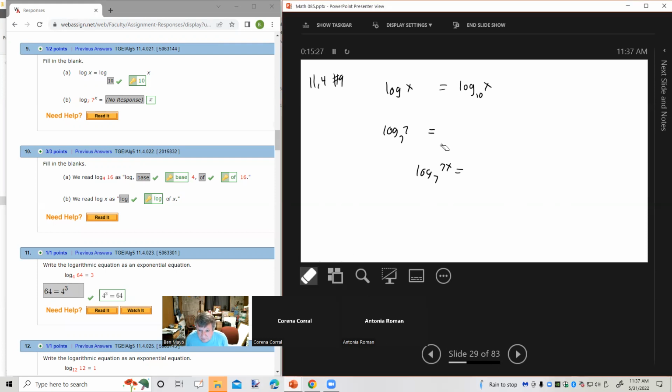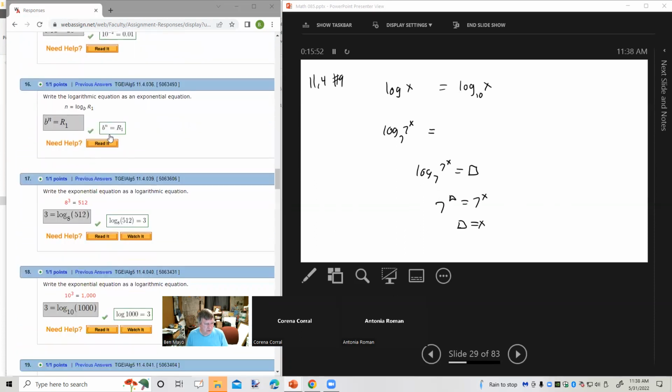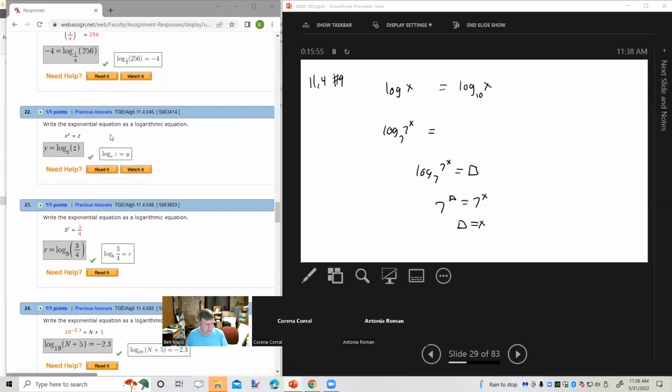So got to get that written correctly. 7 to the x power. So that's equal to box. Change that to exponential equation. We get that. So the box equals x. So 9 part B would be x. Okay. That takes us down to 27.